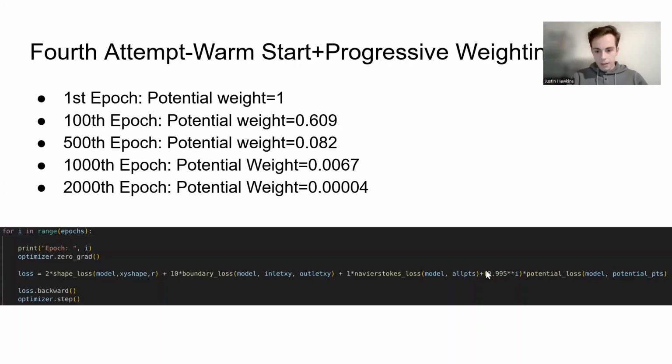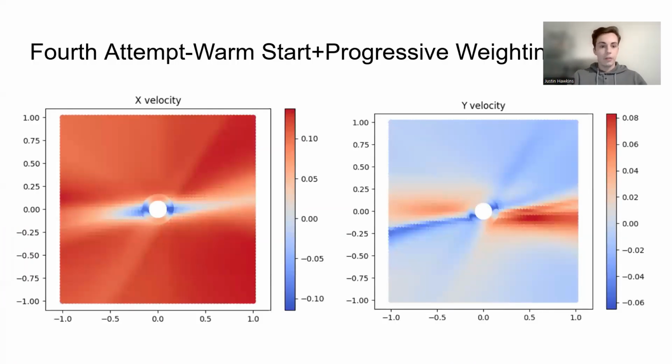That came as a function of this, where I did 0.995 to the power of i, where i is the epoch, times the potential loss. And what that did is as the epochs went on, it decreased that potential loss until it was basically insignificant and it was just doing the Navier-Stokes equations. And those gave the best results I was able to get.